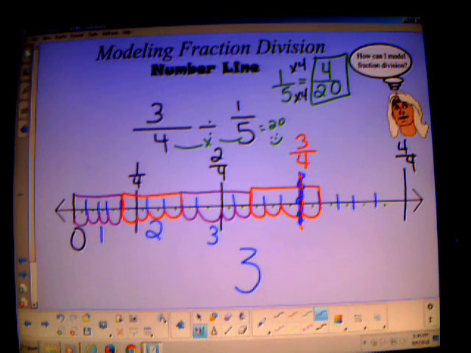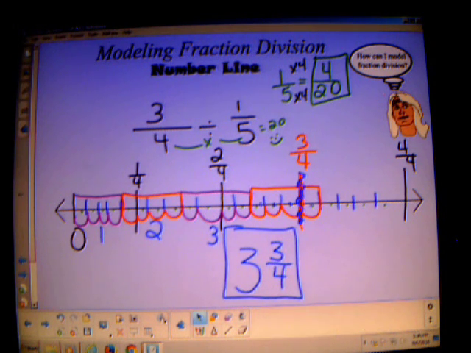Now I have a piece of this last group. I needed 1, 2, 3, 4 pieces to make another group, but I only have 1, 2, 3. So I have 3 pieces toward a group, and I needed 4 pieces to have a whole group. So I have 3 out of 4 pieces for another group. So my complete answer is 3 3/4.